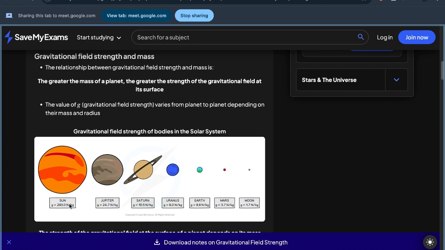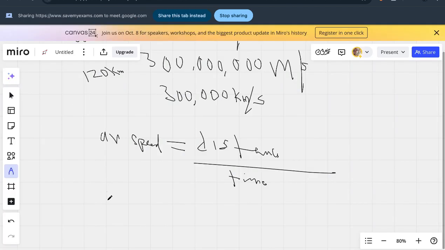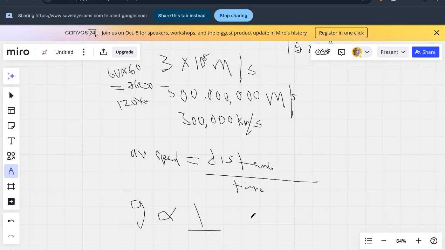The bigger the gravity, the smaller the time period. Gravity is inversely proportional to the time period. So if G is very big, G is inversely proportional to the time period. Or we can use F here, force, because it's called gravitational field or gravitational force. It's inversely proportional to the time period.